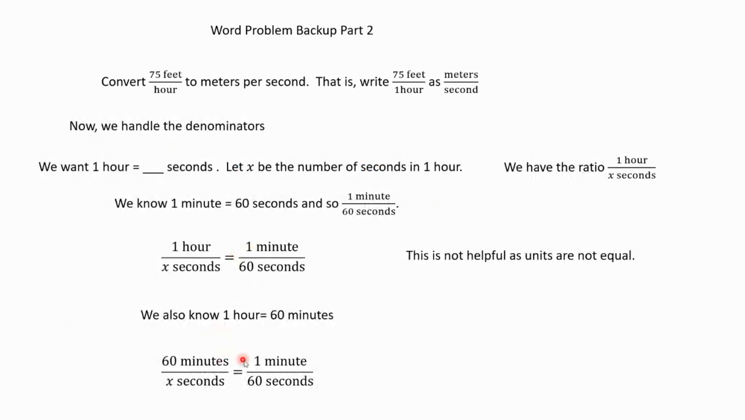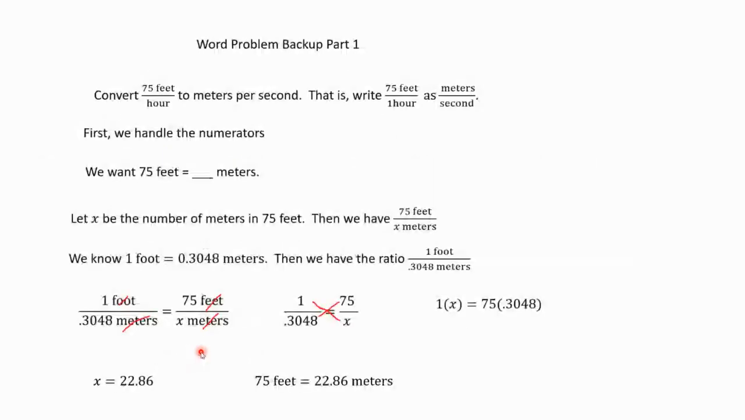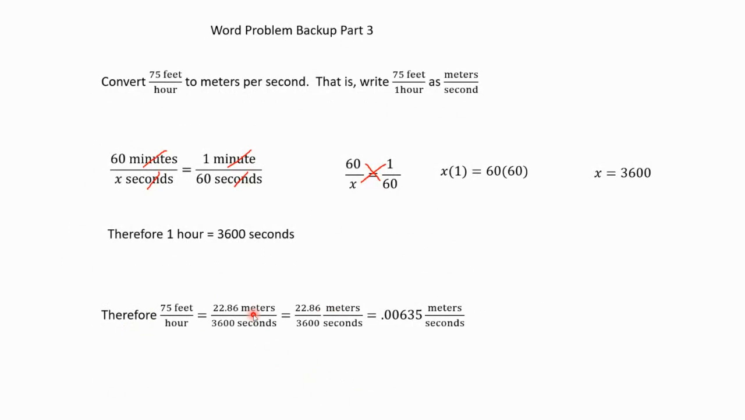So again, I got this proportion. Once we got here, we just solve it like we did with the other problems. Units cancel, cross multiply, and then we get X. And once we know what 1 hour is, which is 3,600 seconds, we substitute, right? We got 75 feet. We got where is that? 22.86 meters, right?